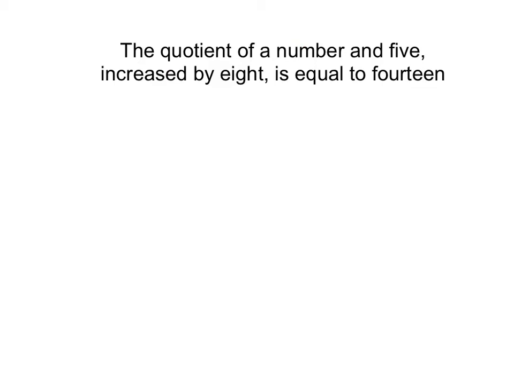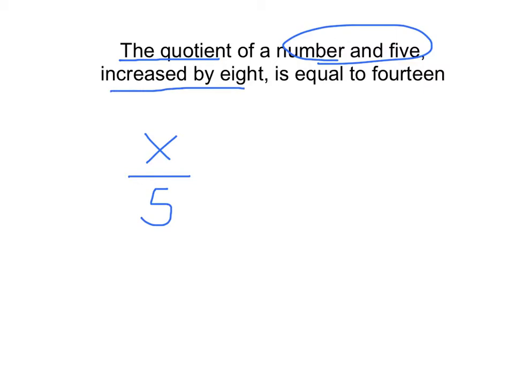So let's break this down. A quotient means that we're going to do something with division. So we have a number and 5. Well, that number, let's call it x. Quotient says we're dividing, and then it's by 5 because it's a number and 5. Increased by 8. So add 8 is equal to 14.